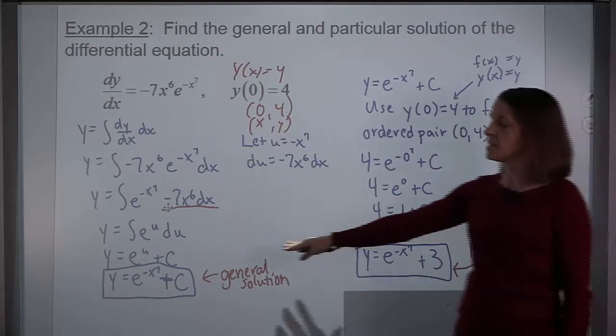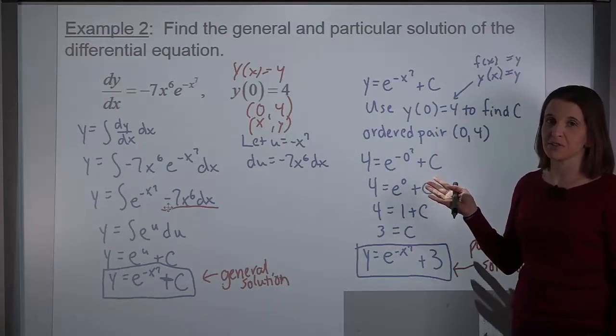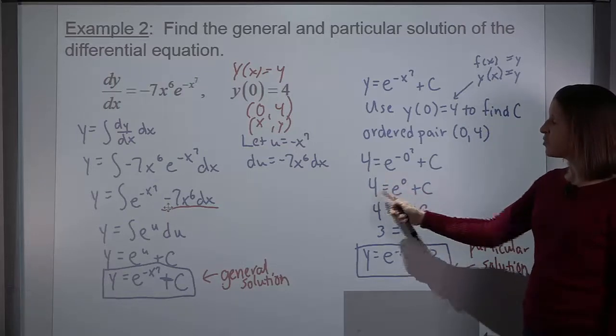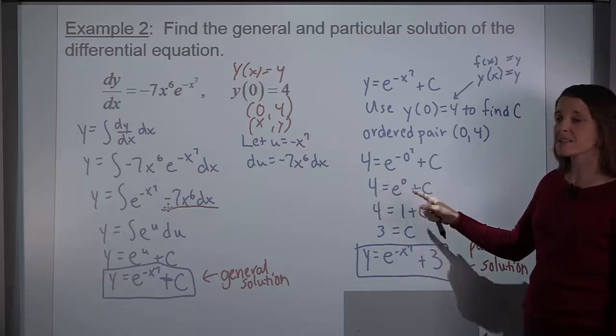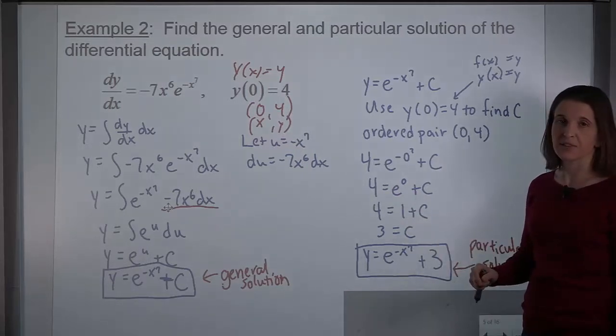c. So you can see that if you forgot the plus c in your general solution, you'd have nothing to solve for here. You'd have no unknown. So that should be a hint to go back and fix your work. So we now have 4 equals e to the 0 plus c, but e to the 0 is 1. So 4 equals 1 plus c, subtract 1 from both sides, and you get that c is 3.